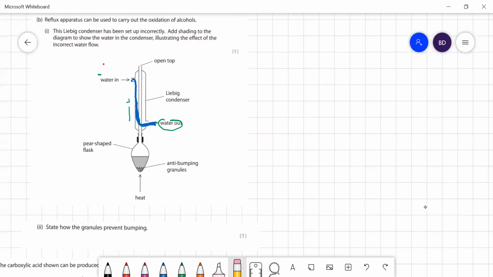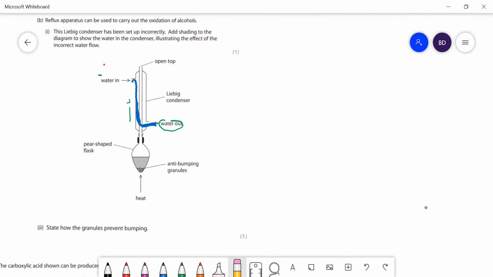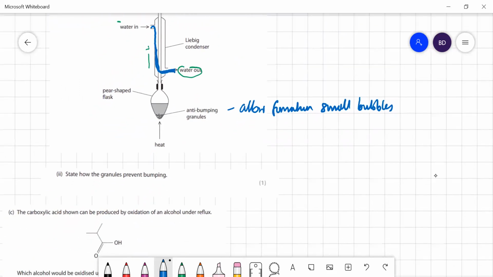How do the granules prevent bumping? They allow the formation of small bubbles during boiling, rather than allowing large bubbles. Just lots of small bubbles rather than one large bubble when it's boiling. That's what I'd say there.